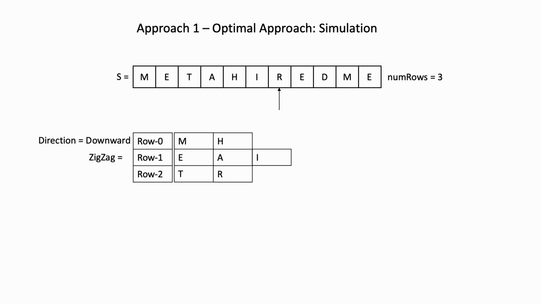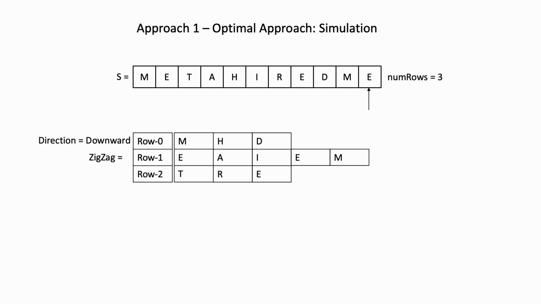Now we will change our direction from downward to upward. We will append character E to row 1. We will append character D to row 0. Now we will change our direction from upward to downward. We will append character M to row 1. We will append character E to row 2. We reached the end of the string s, so we will stop our iteration.